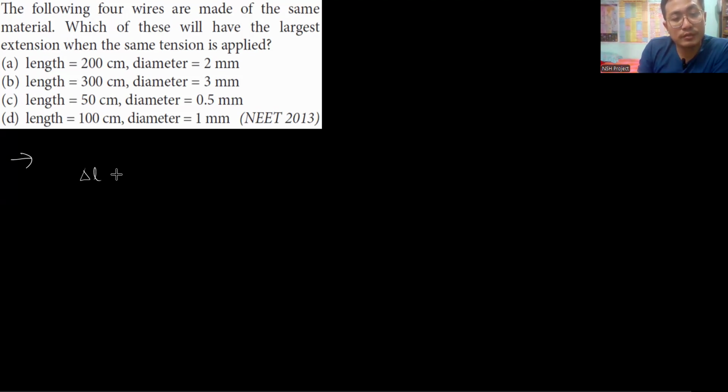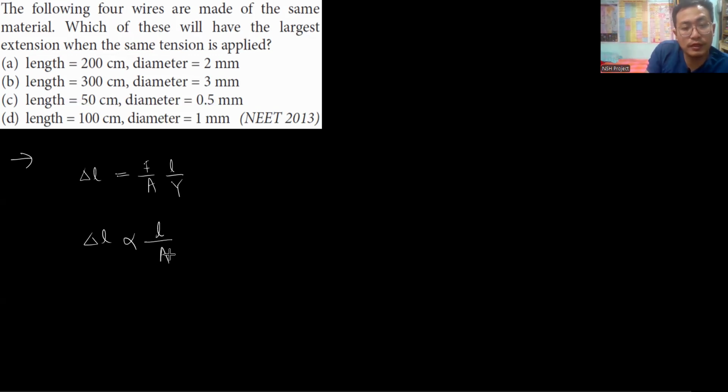So delta L is equal to F by A times L by Y. Which one of these will have the largest extension when the same tension is applied? Delta L is directly proportional to L by A.